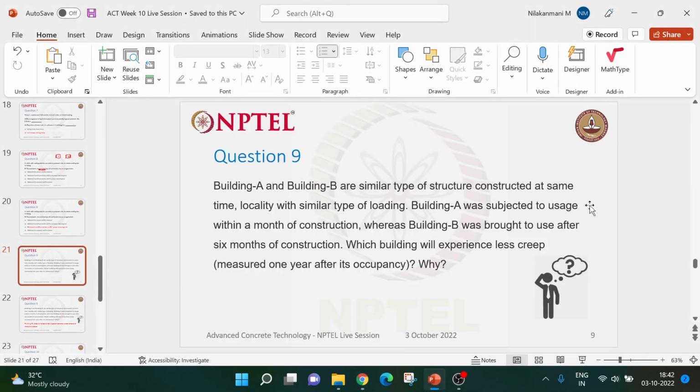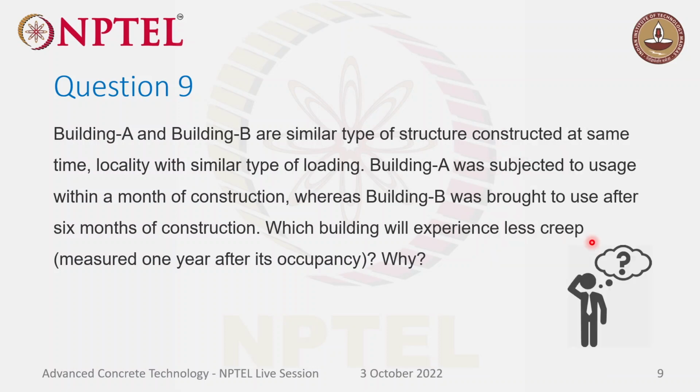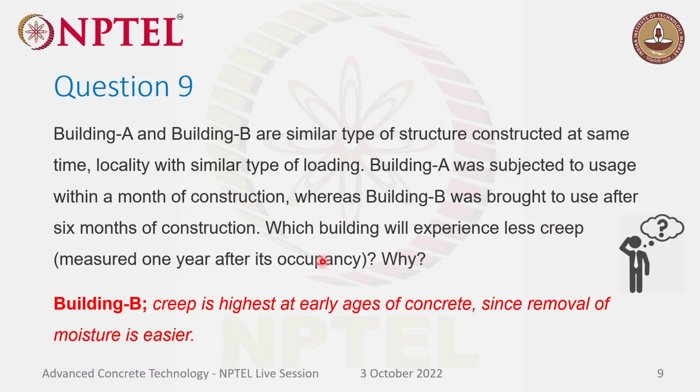Okay, getting back to the PPT, as most of you said, building B will experience less creep because creep is highest at early ages of concrete, since removal of moisture is easier. With increased age, the degree of hydration will be more, so there will not be much free water available for removal. But since building A was subject to usage within a month of construction, the degree of hydration will obviously be lesser compared to building B. So there will be more water available for removal, and the removal of moisture is easier.